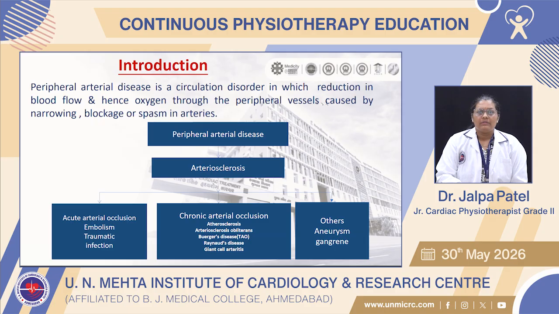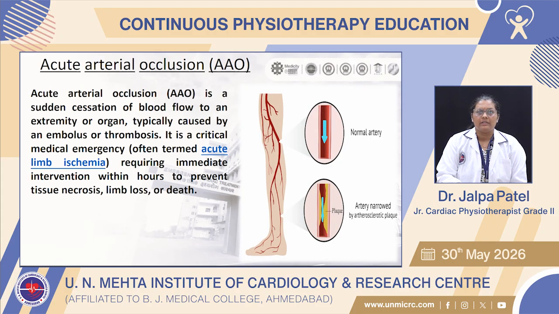We are going on to classification. Arteriosclerosis has three types: acute arterial occlusion, chronic arterial occlusion, and other aneurysm in gangrene. In acute arterial occlusion, there are embolism, trauma and infection. In chronic arterial occlusion, there are atherosclerosis, arteriosclerosis obliterans, Buerger's disease, Raynaud's disease and giant cell arteritis.